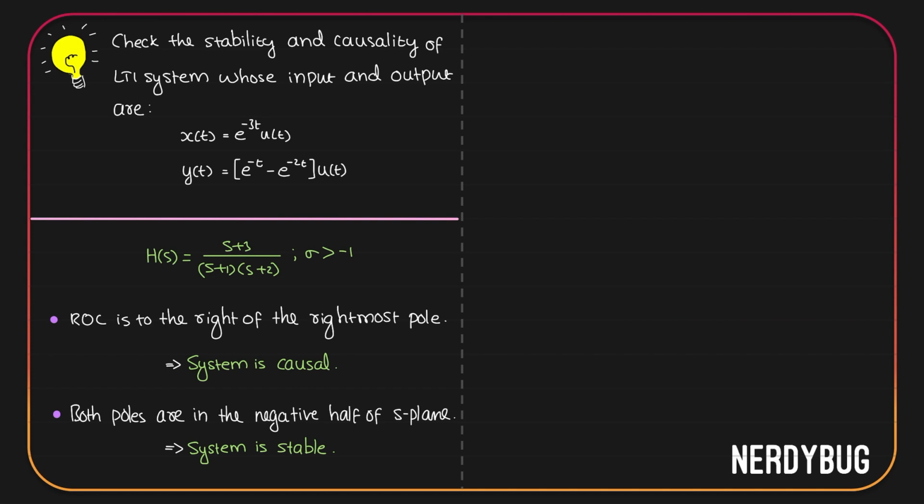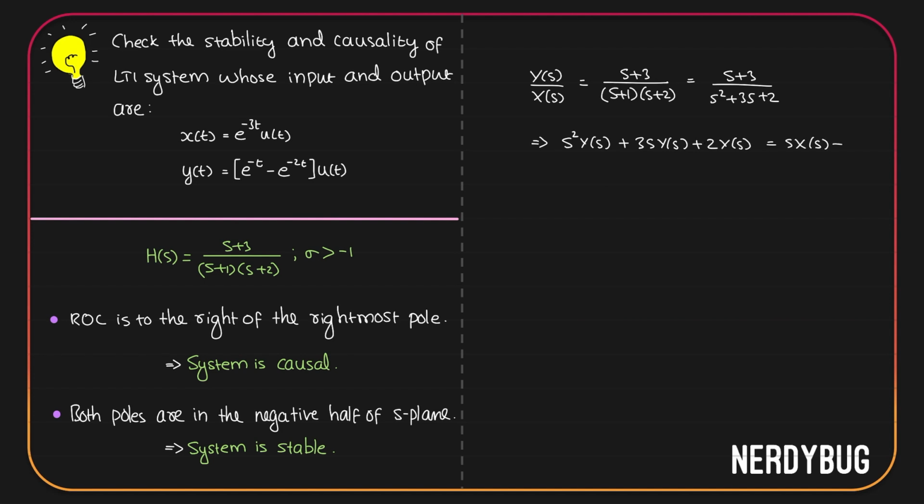How about we also try to find the differential equation that specifies this system? We have our H(s), that is Y(s) by X(s), equal to (s plus 3) divided by (s plus 1) multiplied by (s plus 2). This is (s plus 3) divided by (s square plus 3s plus 2). From here we can write s square Y(s) plus 3s Y(s) plus 2Y(s) is equal to sX(s) plus 3X(s).